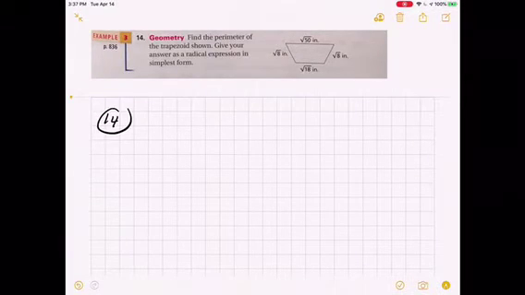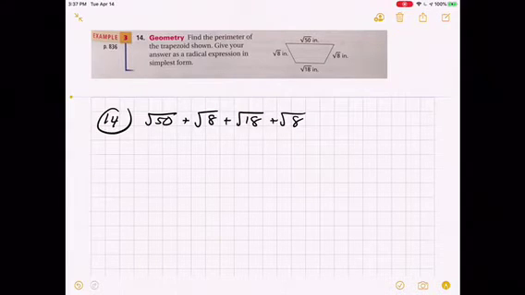Here, problem 14, we've got the geometry. We're finding the perimeter of the trapezoid shown, and you're going to give your answer as a radical expression in simplest form. So we're just going to add the sides. The square root of 50 plus the square root of 8 plus the square root of 18 plus the square root of 8. And each one of these we're going to be able to simplify.